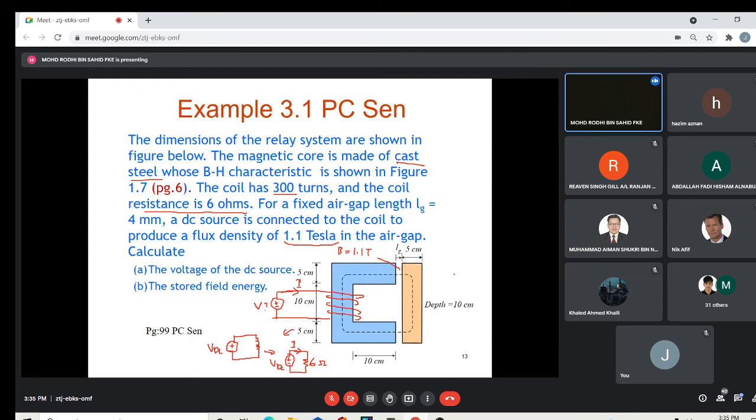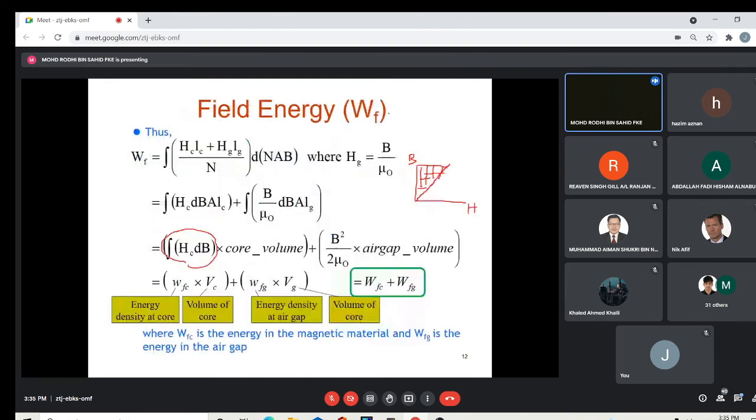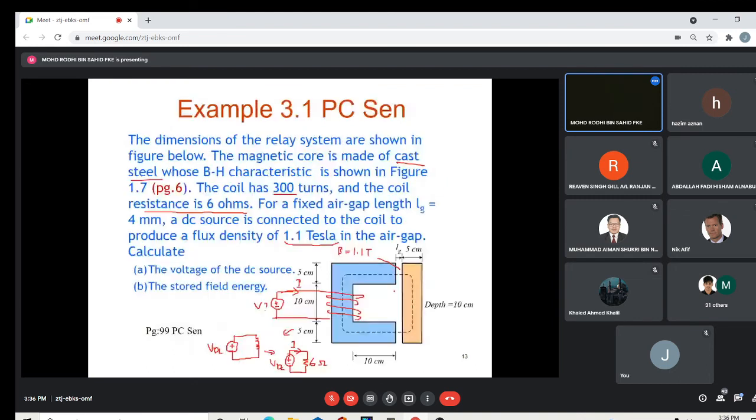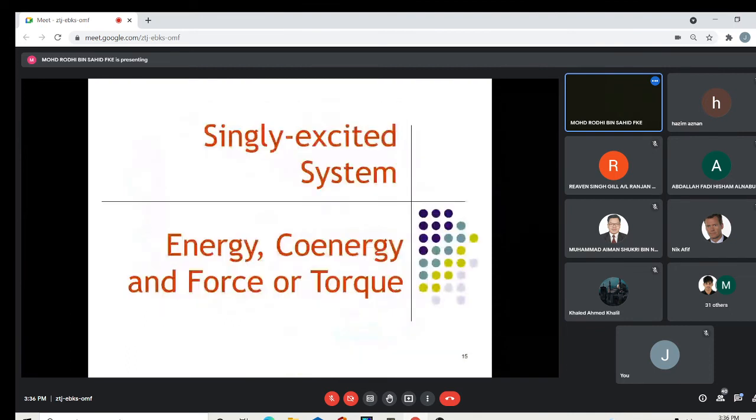So in this magnetic system, we have learned that even though the air gap is very small compared to the core, most of the field energy is stored in the air gap. So the air gap plays a very important role in storing the energy in the magnetic system. Okay. So can we continue?